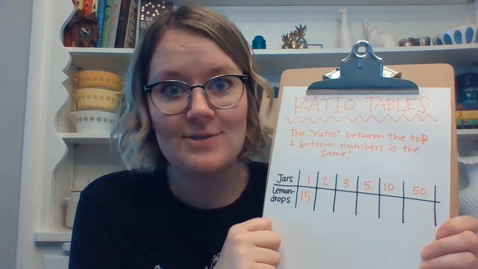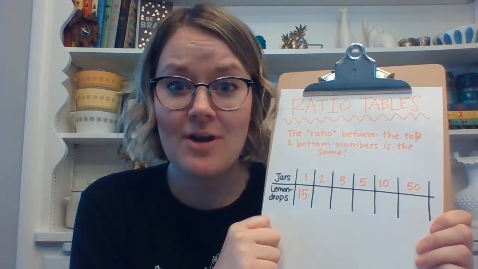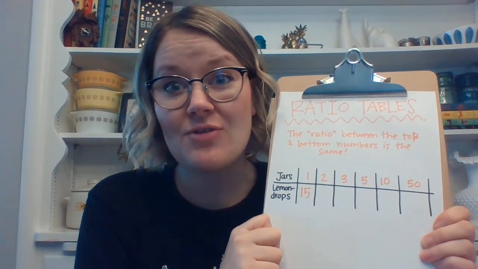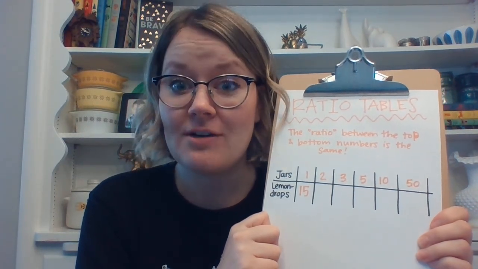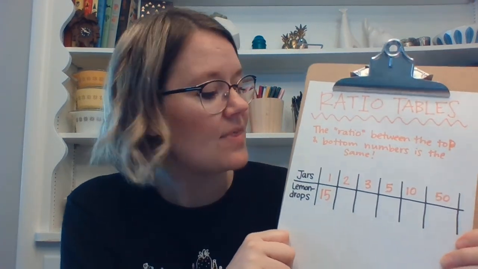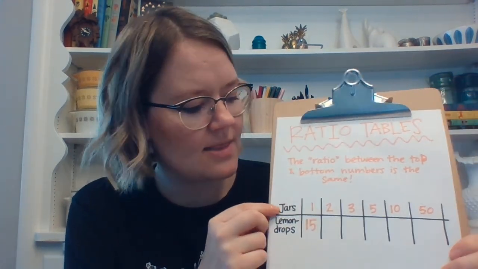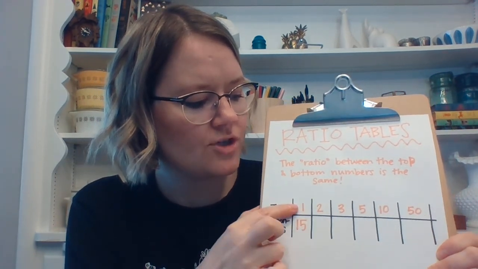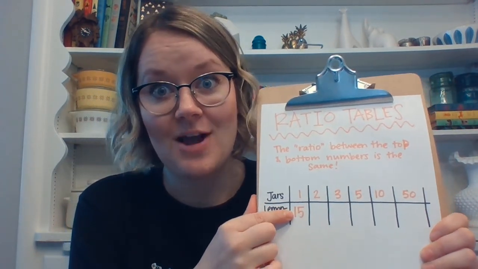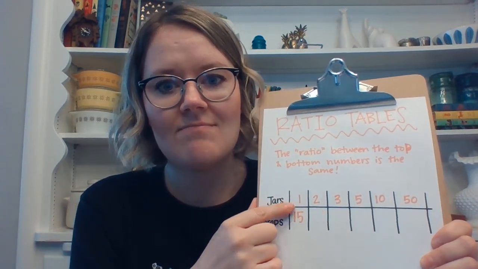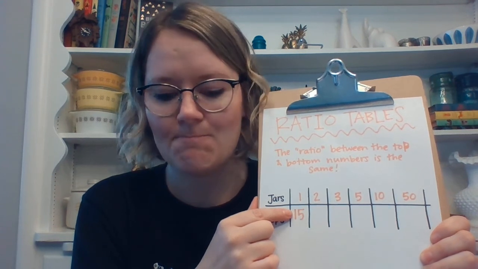Here I am going to use the context of jars of lemon drops, because I think maybe a few fifth graders are craving some lemon drops, and don't worry, you're going to get your fair share of lemon drops when this is all over. So I am thinking about jars of lemon drops, and in one jar there are 15 lemon drops. That relationship is constant. One jar has 15 lemon drops in it.